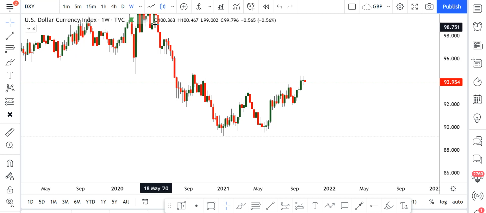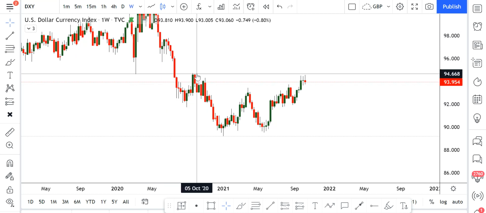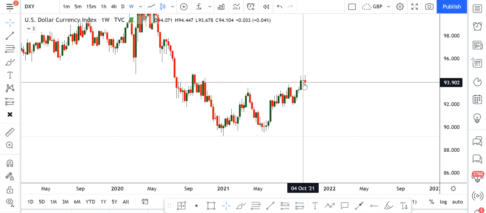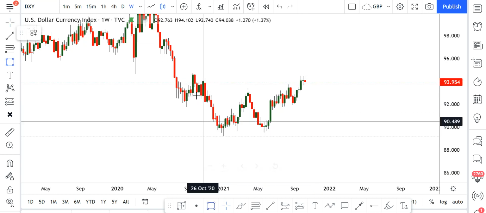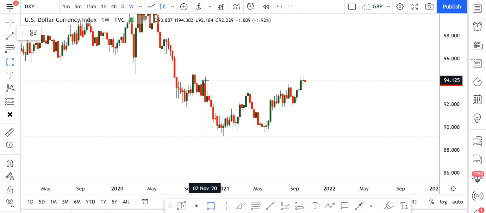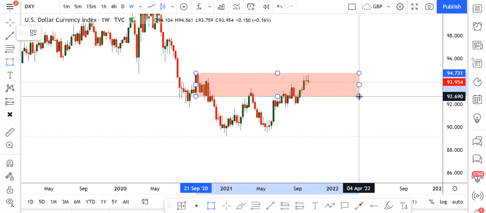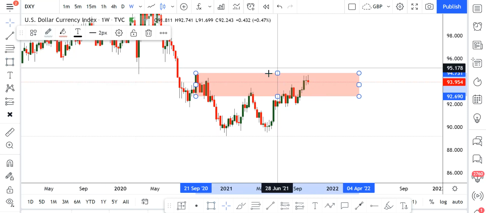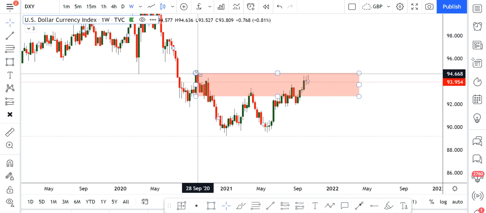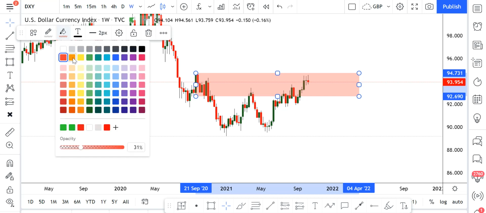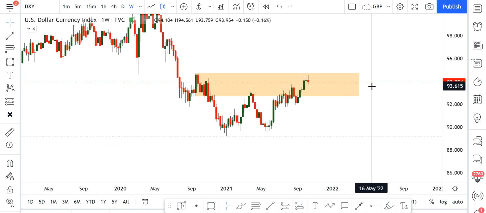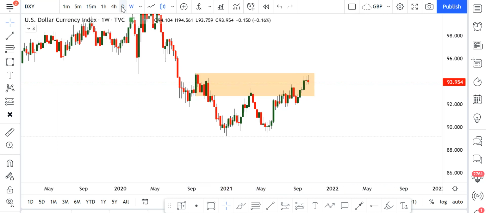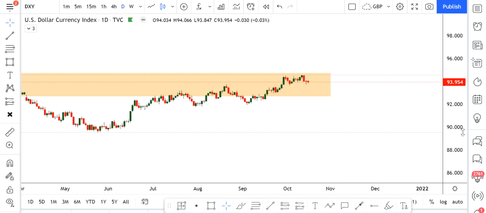Now from the weekly time frame, we can see that we've made a lower low, lower high, lower low, lower high, and we can see that there's a retracement to this particular supply zone, which is over here. Now, let us check what we can see on the daily so far for the dollar index.